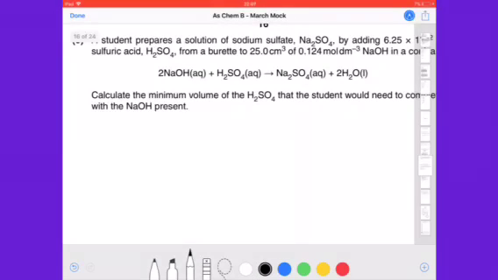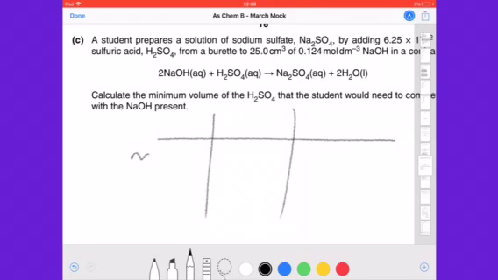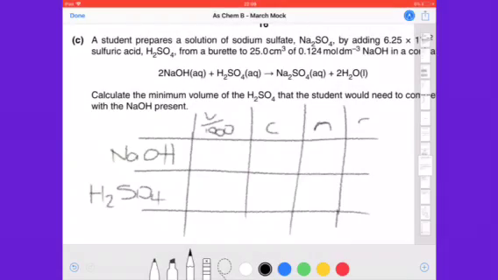Okay, in our next question what we need to do is calculate the minimum volume of sulfuric acid required to react with sodium hydroxide. Now, in the common way that I tend to do these questions, I've set it out so that you have a table to fill in all of your information.